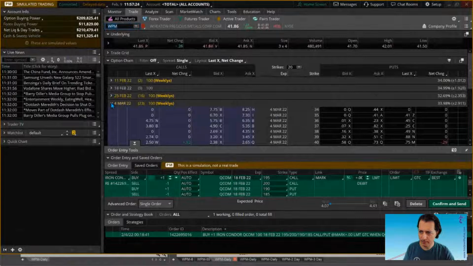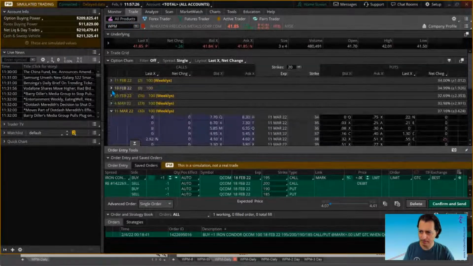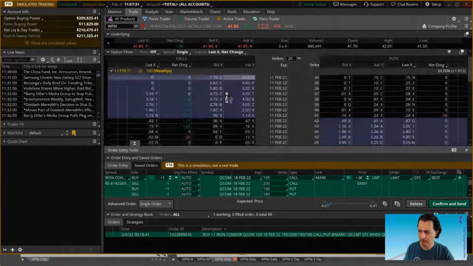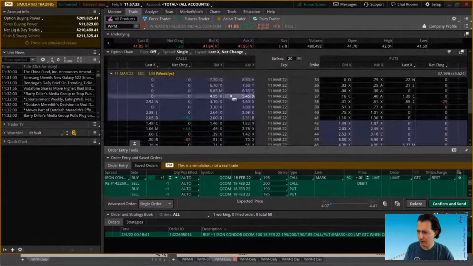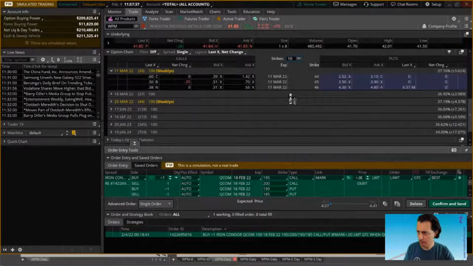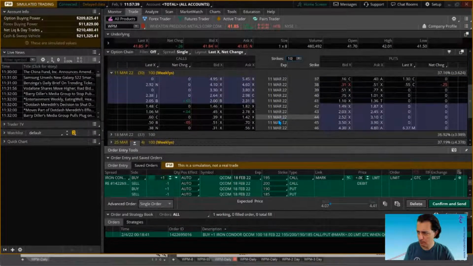Okay, so we're going to be using March 11 and February 11. I'm going to start with March 11. Okay, so we're going to go ahead and, this was the Qualcomm trade from before.